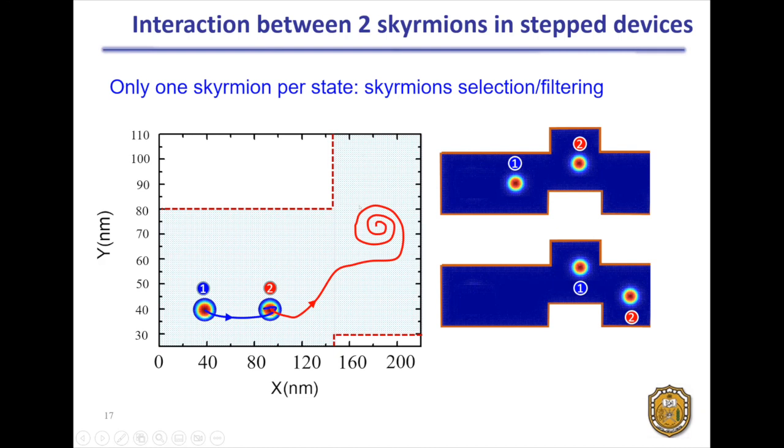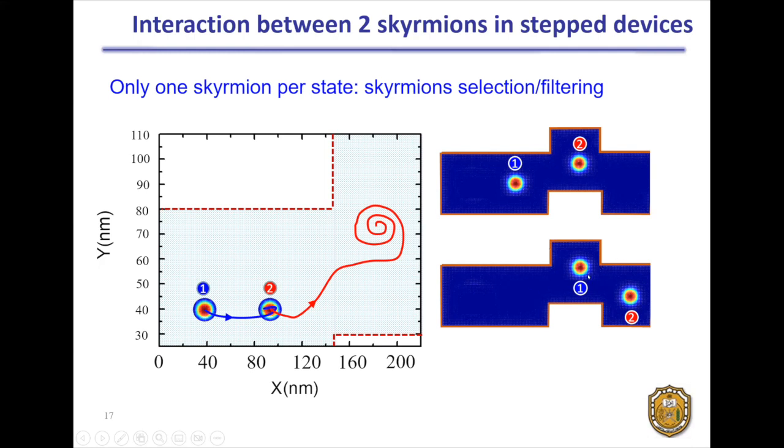However, once there is a skyrmion existing there, it is not free, then the second one will try to bounce back and stabilize in the previous state. It's kind of one skyrmion, one state. But the condition here is to control nicely the dimension of this step region.